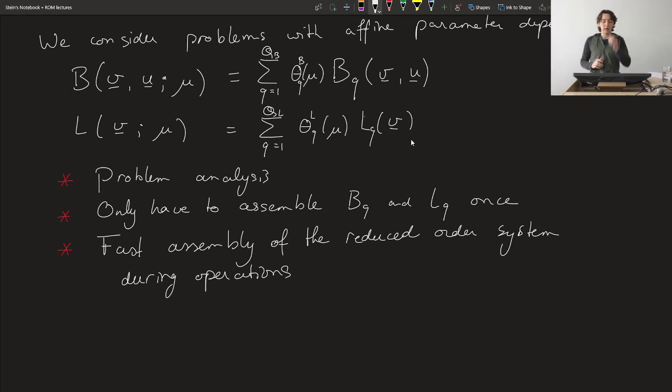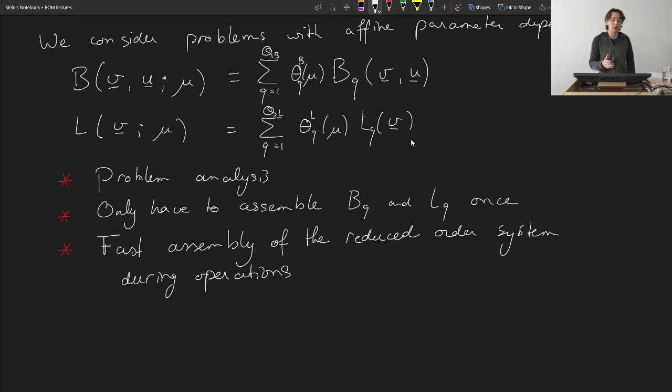Now, is this always the case? Do we always have some sort of affine parameter dependence hidden in our PDEs? Well, the answer really is no, we don't. For nonlinear problems, we don't. If our material parameters depend on the complete spatial domain and vary from point to point, we would not have an affine parameter dependence.